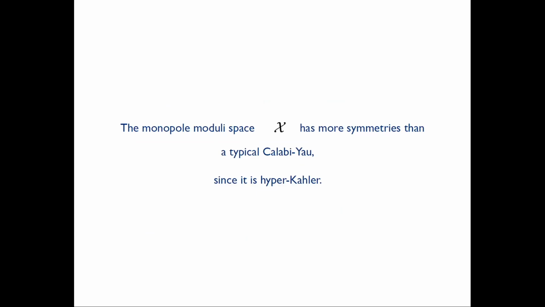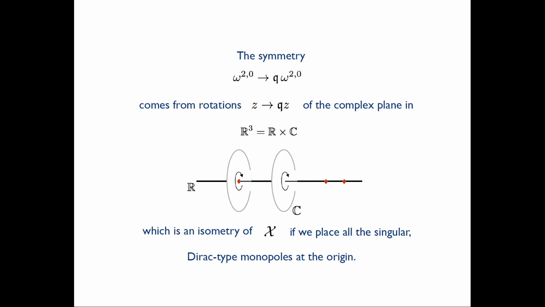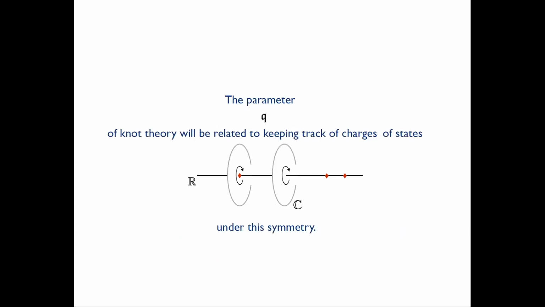The monopole moduli space has more symmetry than your typical Calabi-Yau because it's hyperkähler. As a consequence, equivariant homology is trivial unless you work with invariants with respect to a torus action that scales this holomorphic symplectic form with weight q, and which breaks the hyperkähler symmetry. That symmetry comes from rotation of the extra complex plane, and it's an isometry of X if you put all the singular monopoles on a line. So the parameter q of knot theory will be related to keeping track of charges of states under this symmetry.